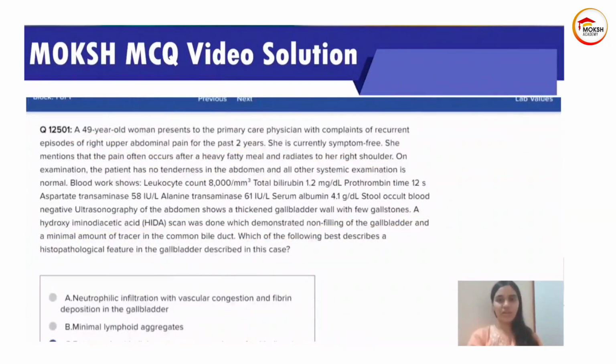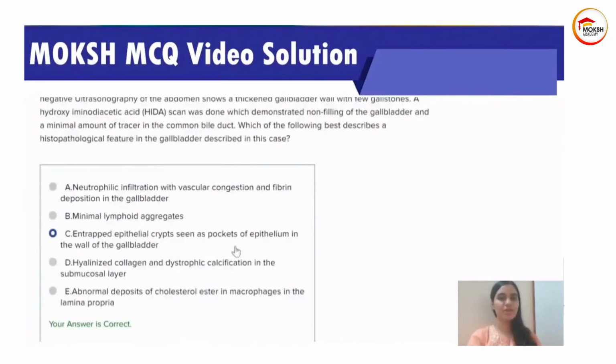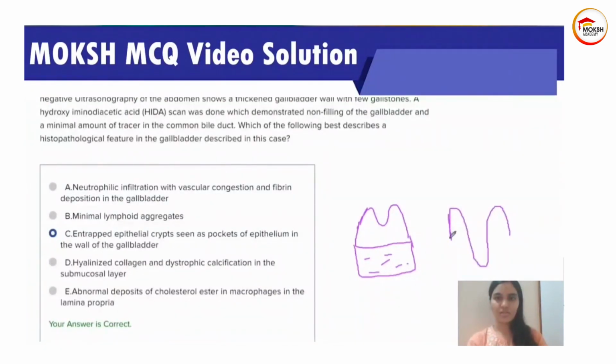This histological finding, which is the answer here, is entrapped epithelial crypts seen as pockets of epithelium in the gallbladder. This is called the Rokitansky-Aschoff sinus. I'll just describe it over here. Suppose this is the gallbladder epithelium, and this is the layer beneath it. This is normal, and in case of chronic cholecystitis, what happens is there is this sinus formation.